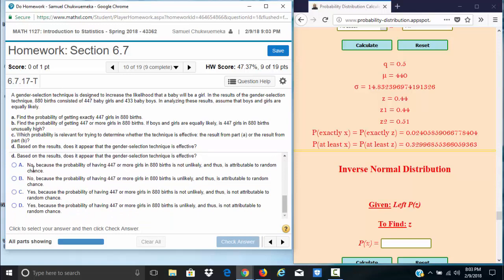I would say no, because the probability of having 447 or more girls in 880 bets is not unlikely. So for B, you eliminate it because it says unlikely. Unlikely means the probability is less than 5%. So you eliminate B and you eliminate D because it says it's unlikely. Okay. Now you look at A and C. It's not unlikely, and if it's not unlikely, it's more of a random chance. So you can't say it is not attributable to random chance. It is attributable to random chance. So the correct option would be A. Okay.